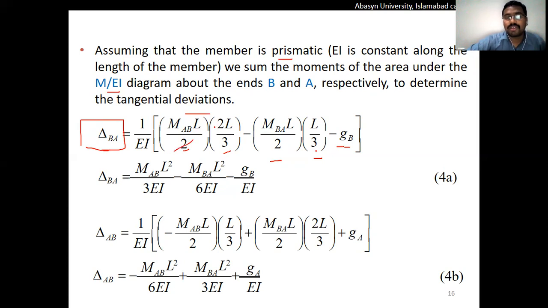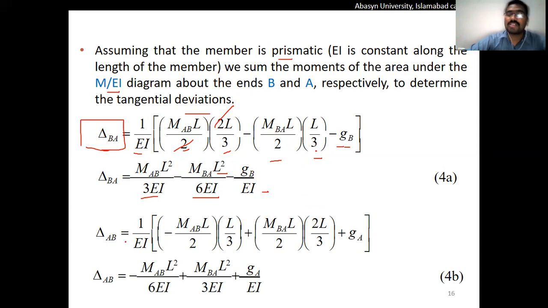In order to simplify it, the 2 will be cancelled out with the 2. We will have MAB and L into L multiplied, we get L square divided by 3, multiplied with EI, so we get 3 EI. Similarly, minus MBA into L square over 3 into 2, that is 6 EI, minus GB over EI. So this becomes equation 4A.